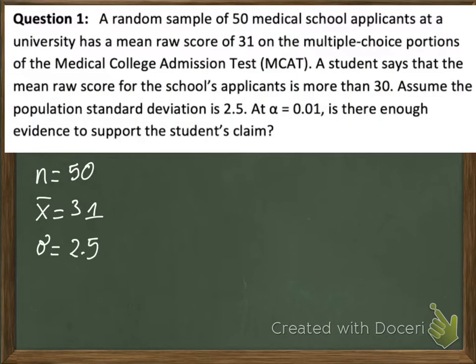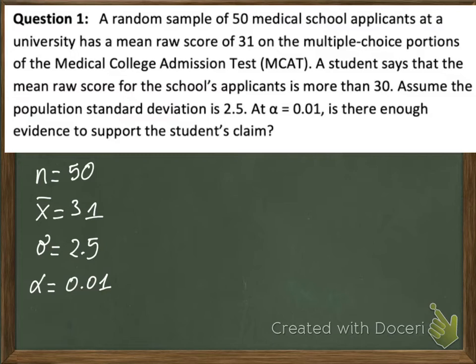So let's do an example. The first example is a random sample of 50 medical school applicants at the university has a mean raw score of 31 on the multiple choice portions of the medical college admission test. A student says that the mean raw score for the school's applicants is more than 30. Assume the population standard deviation is 2.5 at alpha equals 0.01. Is there enough evidence to support the student's claim?